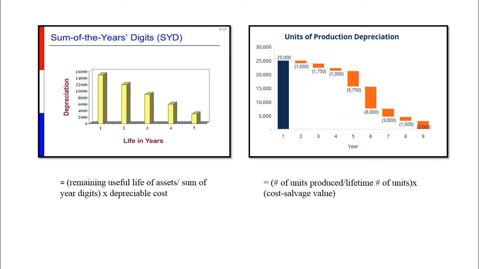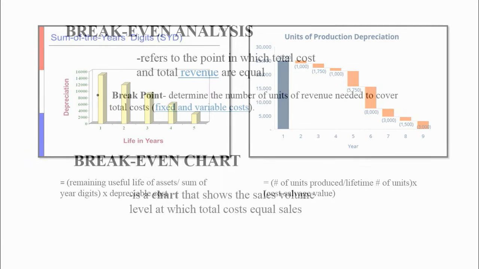And the next, sum of the years digits. So this is the remaining useful life of assets divided by the sum of the year digits times depreciable cost. And the last is units of production depreciation, which is the number of units produced divided by the lifetime number of units times the cost minus salvage value.